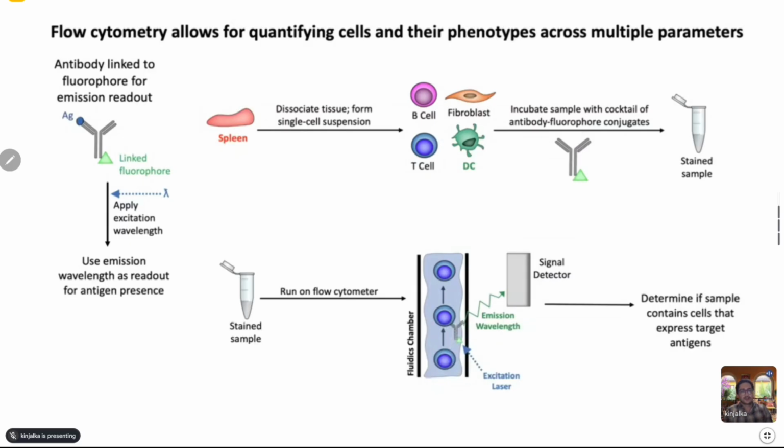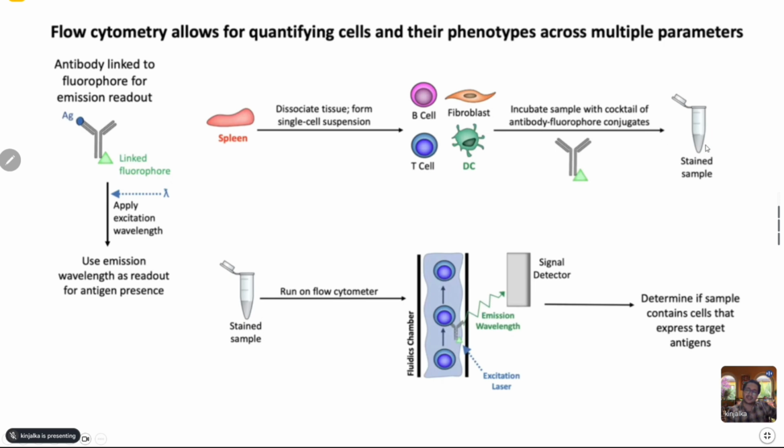How do you link? So flow cytometry allows for quantifying cells and the phenotypes across different parameters. So you have antibody linked to a fluorophore or emission readout. There is a laser which excites it, and you have an emission. Suppose you have cells, you can use cell crushed tissue, you can use plasma, you can use whole blood, depending on, I mean, it needs some cellular content, right? So spleen, dissociate the tissue, homogenize it, make it into a suspension. Then you have to add the antibodies and incubate with a cocktail of antibody fluorophore conjugates.